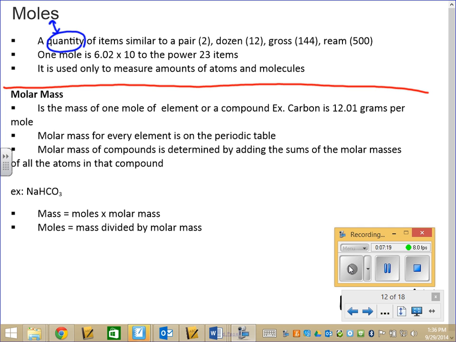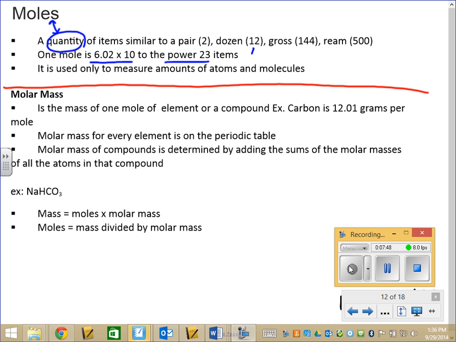So a mole is a quantity of items, kind of like a pair represents 2, or a dozen represents 12, or something called a gross, which is awesome, represents 144, or a ream, like a ream of paper, a package of paper is usually 500. There are words that represent numbers. A mole represents 6.02 times 10 to the power of 23.